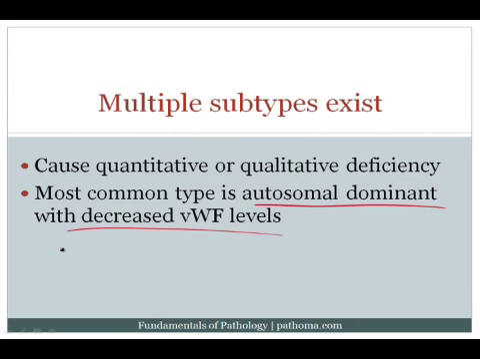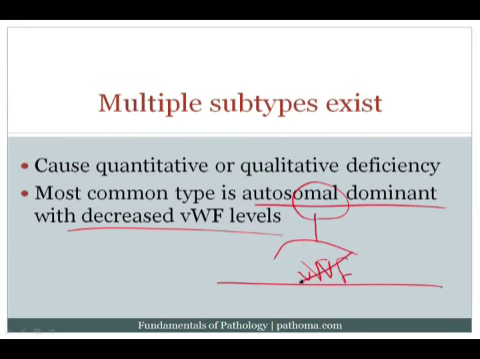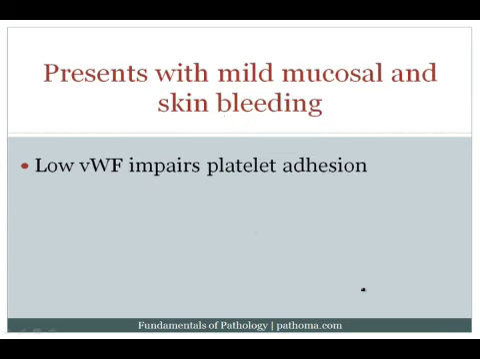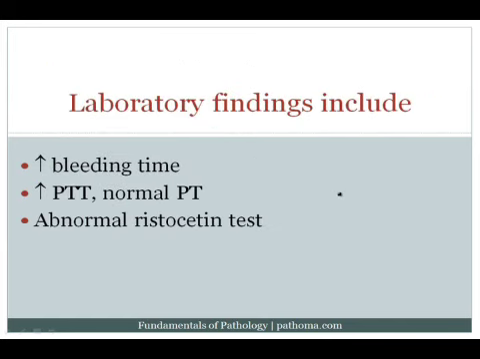Now, that decreased levels of von Willebrand's factor is going to result in a problem with platelet adhesion, correct? Because remember that when you've got that exposed subendothelial collagen with the initial injury, you've got von Willebrand's factor, and von Willebrand's factor acts as a linker molecule for the platelet to adhere using GP1B. So if you don't have von Willebrand's factor, that initial step of platelet adhesion can't occur, which is going to disrupt primary hemostasis. And so these patients are going to present with mild mucosal and skin bleeding, right? These are the signs of primary hemostasis, as we talked about in the prior section. Again, I've explained why. What will the laboratory findings be?